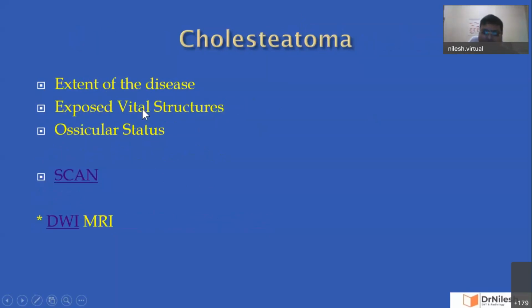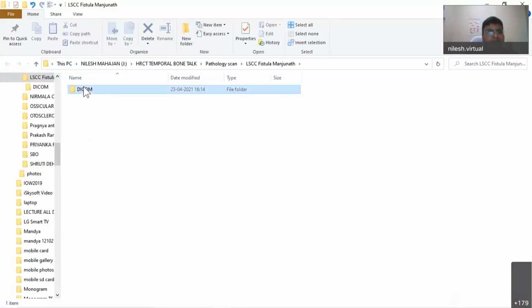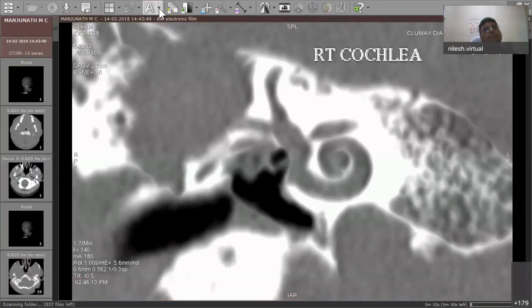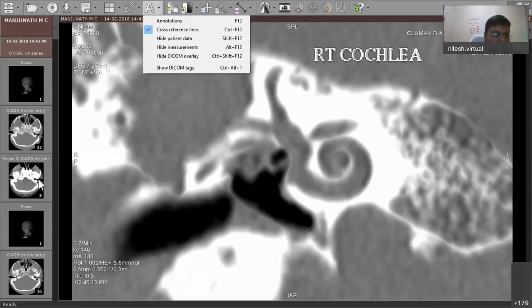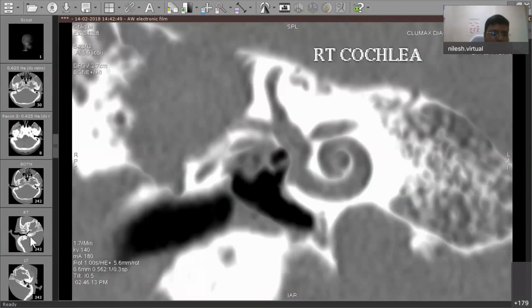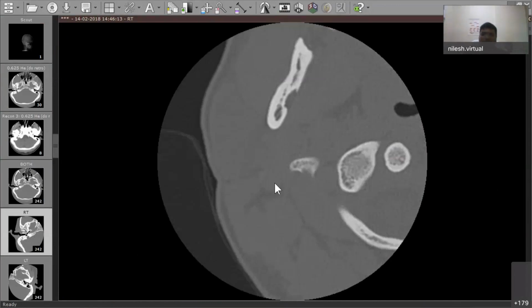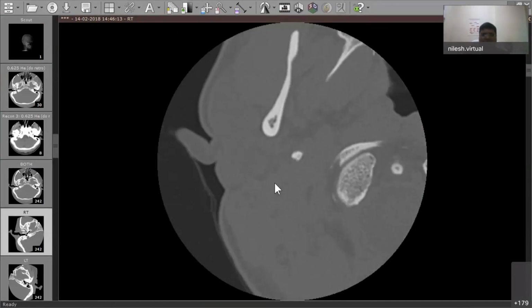Then you have to see if any vital structures are exposed. The vital structures we saw in the beginning are the sigmoid sinus, tegmen plate, lateral semicircular canal, facial nerve, and cochlea. You have to see the vital structures, and you have to see the ossicular status. I'll open one scan. Yeah, this scan we have already seen when I showed you the lateral semicircular canal fistula. So we'll see the extent of the disease. To look for extent, just scroll this scan from bottom to top.